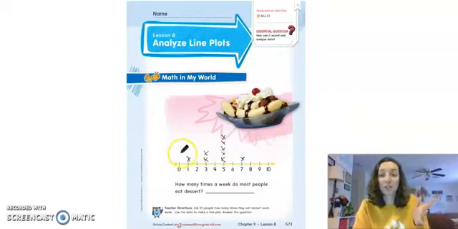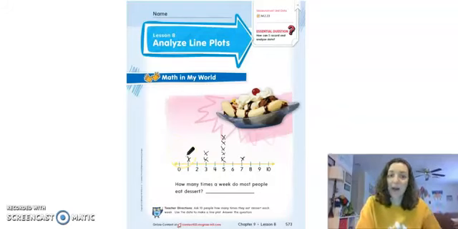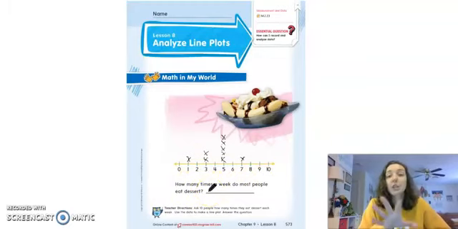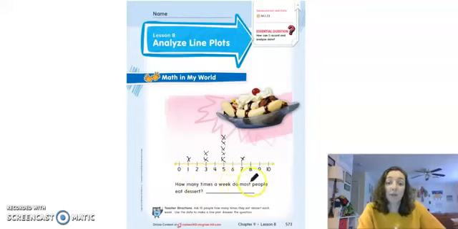If I was just to look at this graph, if I was going to analyze this line plot, it's pretty easy to see how to answer the question, how many times a week do most people eat dessert? Okay. So just looking at this, which number has the most X's? Which one's the tallest? Which one has the most votes? And therefore is the answer of how many times a week do most people eat dessert?